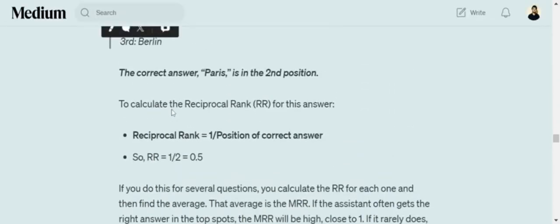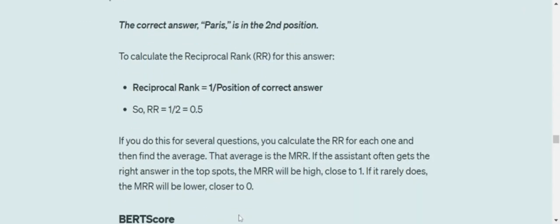Now you would repeat the same, calculating the reciprocal rank for multiple questions and then averaging the different reciprocal ranks that you get. That is called MRR, very, very easy to understand.